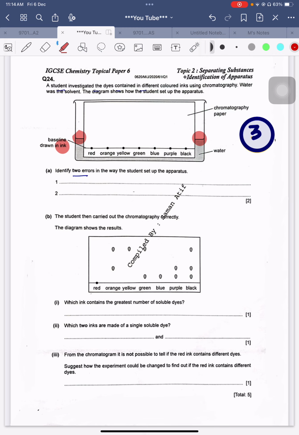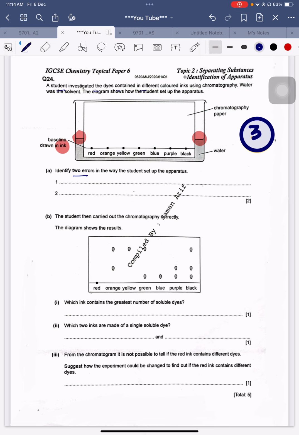Otherwise, instead of traveling up, the spots will start dissolving inside the solvent at their places. They will start traveling down, hence the examiner will not give you any mark, because this experiment is not going to give you any result. So what will be the answer for question number one? Identify two errors in the way the student set up the apparatus.